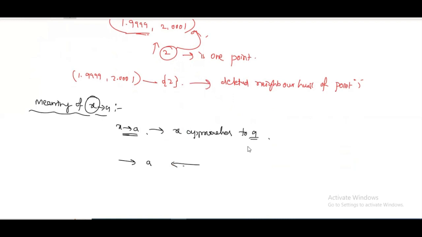When x approaches from the left side, we write x tends to a minus. This is called left side approach. When x approaches from the right side, we write x tends to a plus, meaning approaching from the right side. These are the few terms we should know to understand limits.